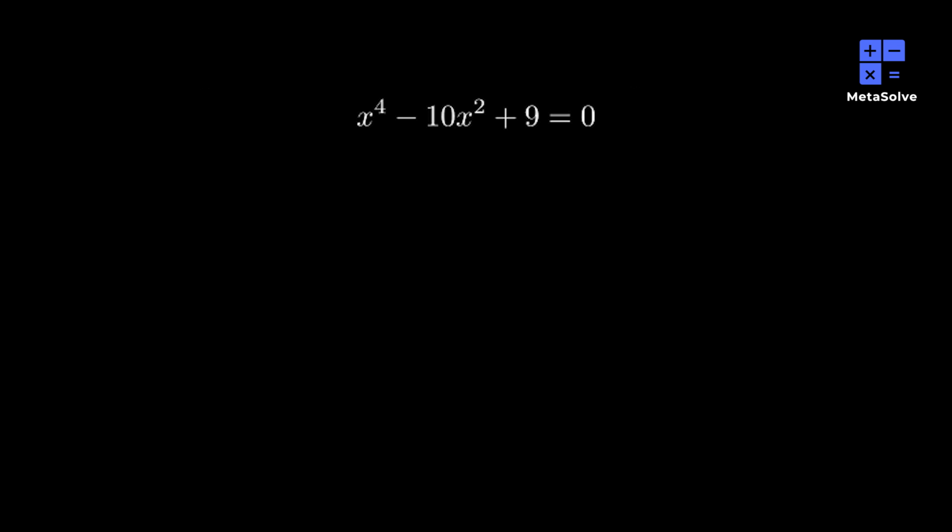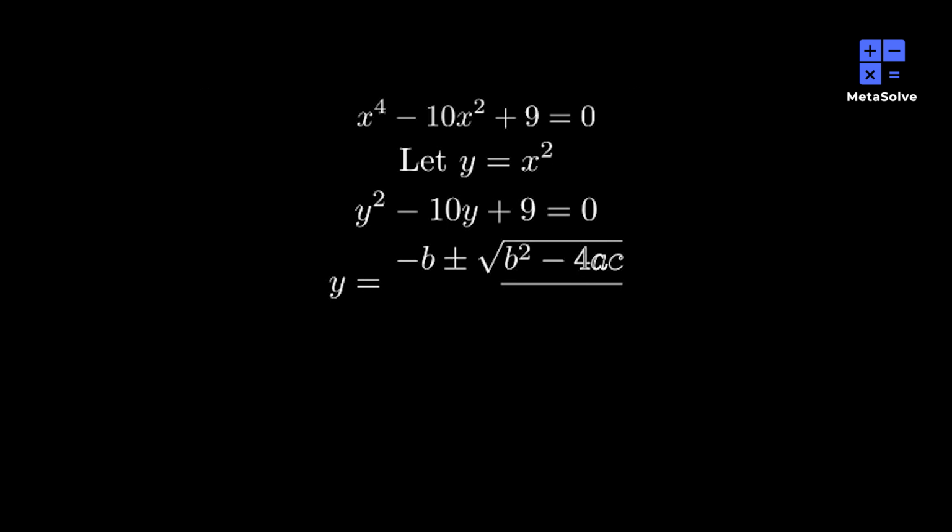In this lesson, we'll learn how to solve a quartic equation by substitution. To simplify, we can use substitution. Let y equal x squared. If we substitute that, our equation becomes y squared minus 10y plus 9 equals 0. Now, our quartic equation has become a quadratic equation in y.